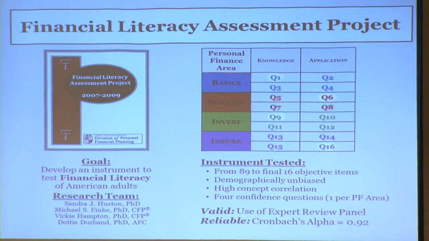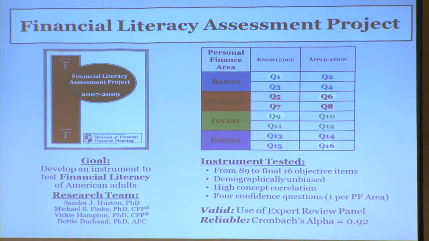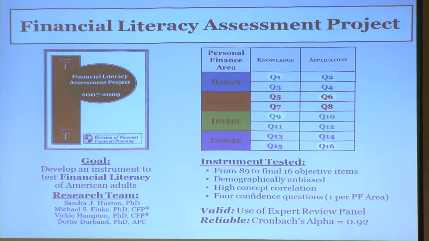So what is the Financial Literacy Assessment Project at Texas Tech? Texas Tech is the biggest academic financial planning program in the world, and we had a bunch of professors get together to suggest potential questions for a financial literacy assessment instrument. We started out with 89 questions. We were able to do a number of surveys and winnow it down to 16 questions that did the best job of sticking together as a construct to measure this idea of financial literacy. So it does have the highest scores in terms of construct validity versus other types of financial literacy instruments.